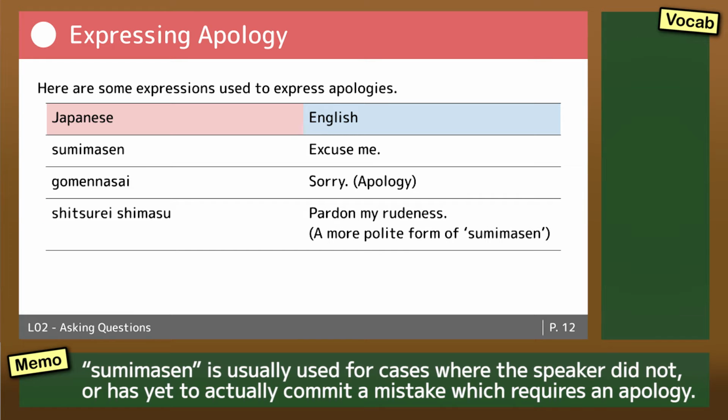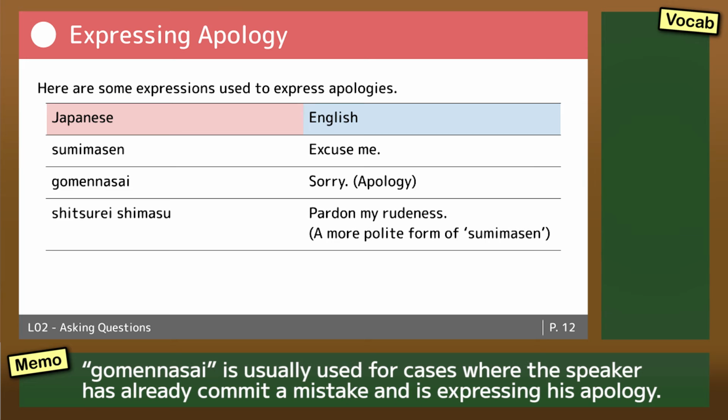Take note that すみません is used for cases where the speaker did not or has yet to actually commit a mistake which requires an apology. For example, when asking strangers to give way or interrupting someone to ask a question. This is similar to the English version of excuse me. ごめんなさい is used for cases where the speaker has already committed a mistake and is expressing his apology. Like, for example, when the speaker bumped into someone or when he miscalculated some figures.